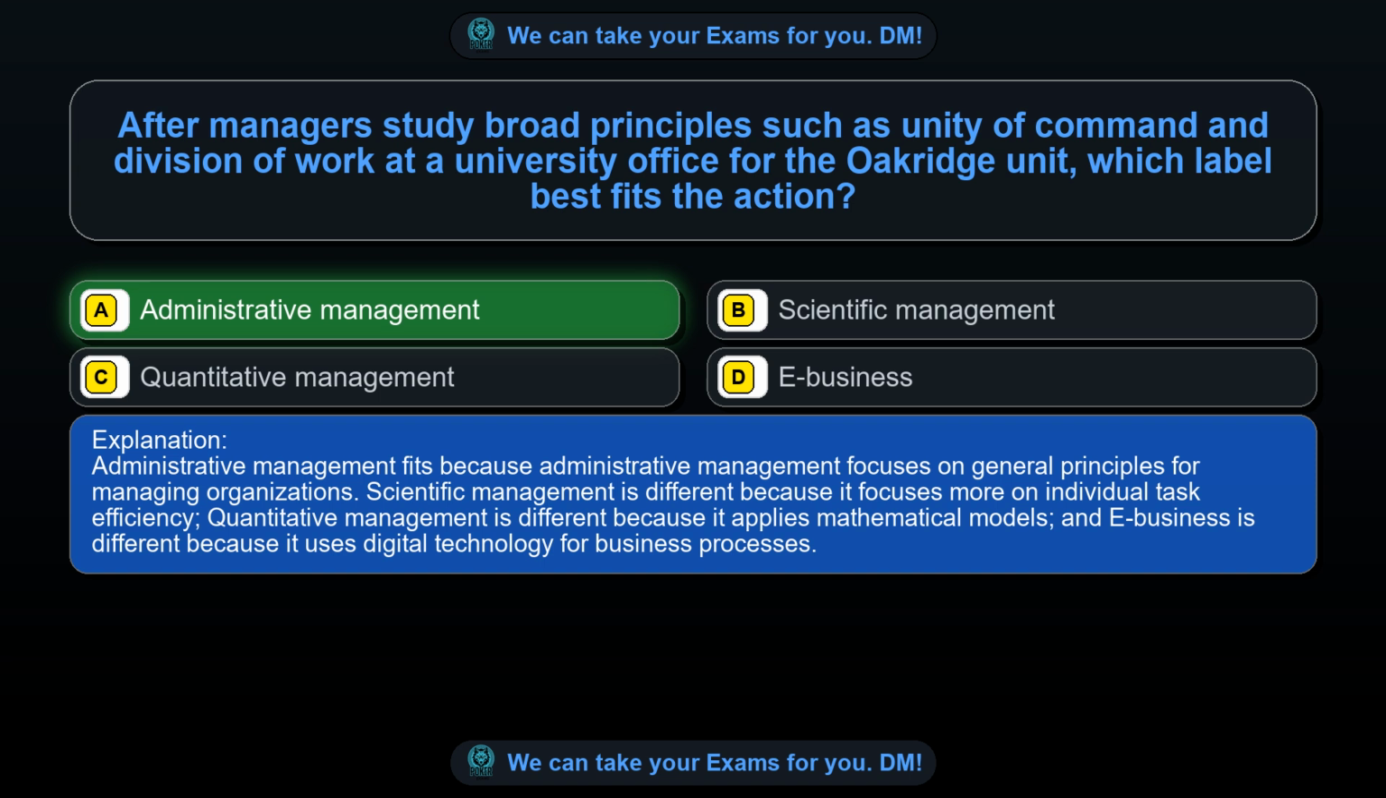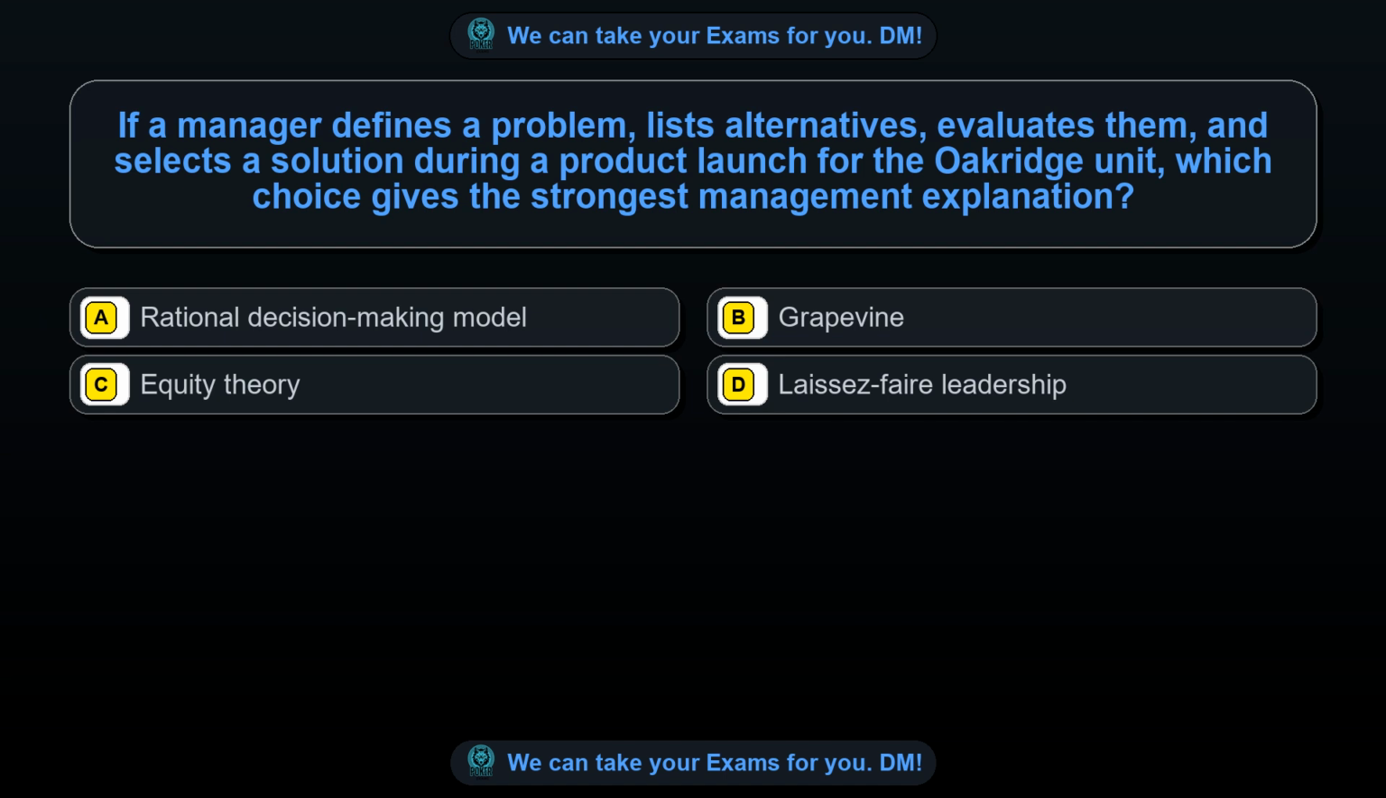Question 22. If a manager defines a problem, lists alternatives, evaluates them, and selects a solution during a product launch for the Oak Ridge unit, which choice gives the strongest management explanation? Option A, rational decision-making model. Option B, grapevine. Option C, equity theory. Option D, laissez-faire leadership. The correct answer is option A, rational decision-making model.